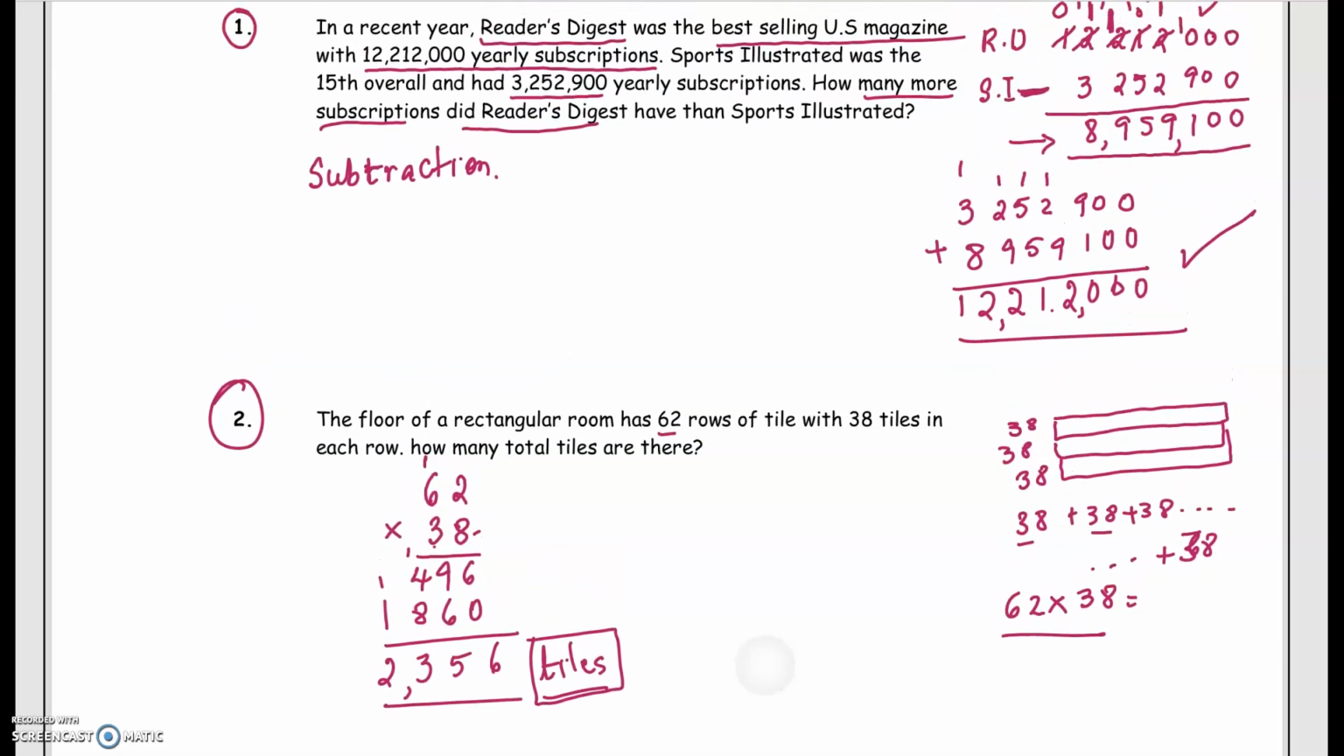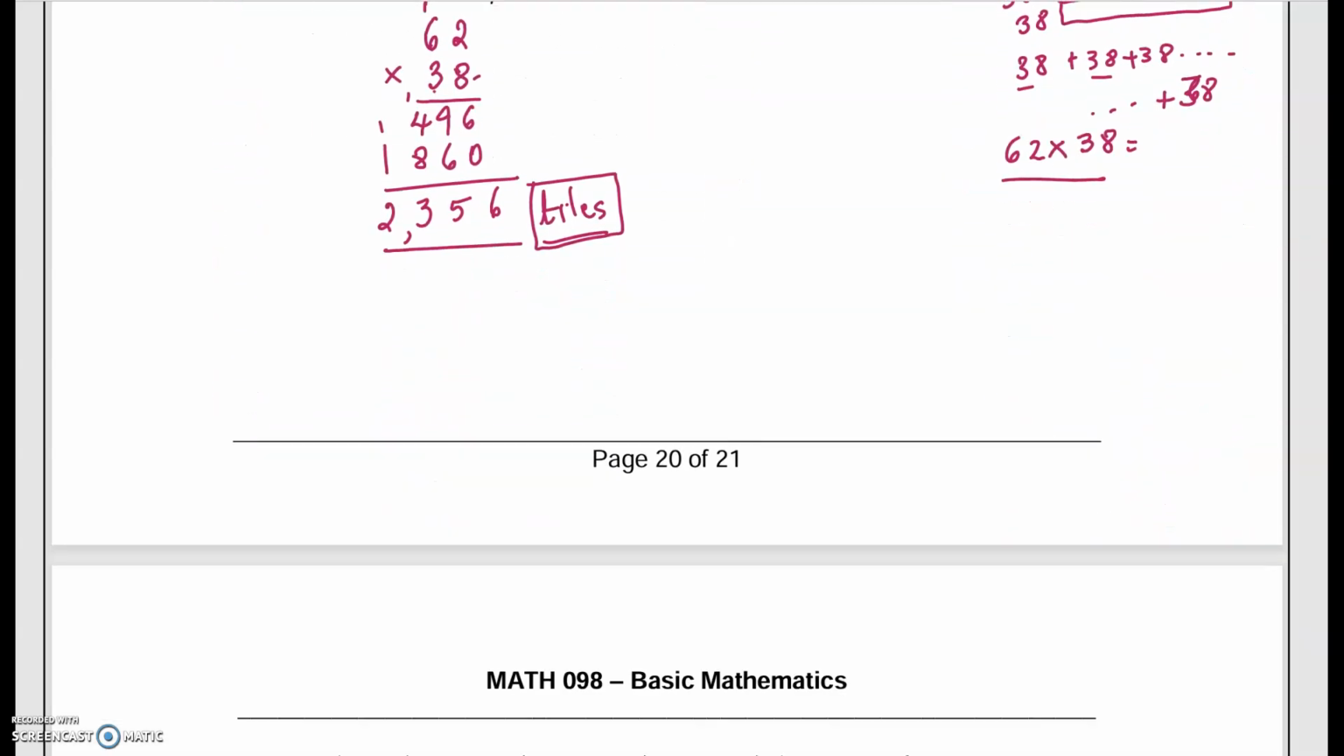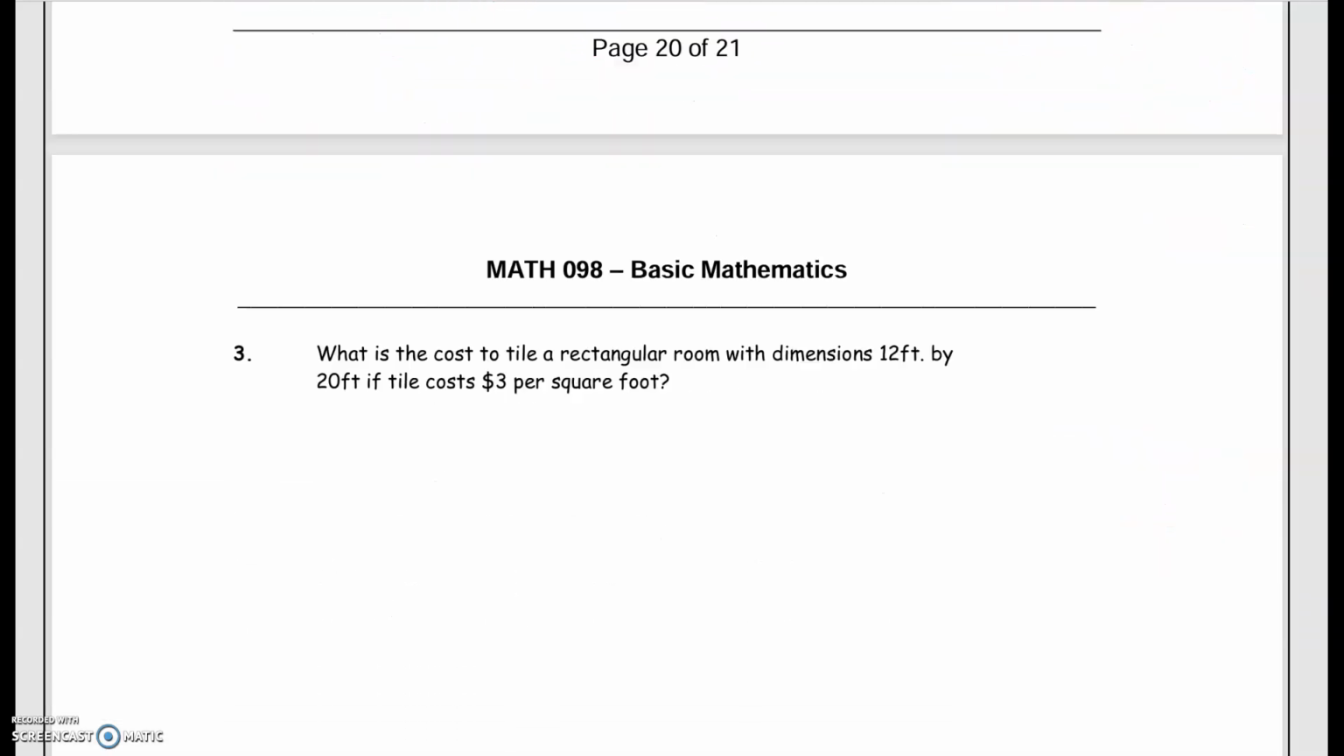In the previous problem, 8 million, the answer was 8,959,100 subscriptions. So Reader's Digest has 8,959,100 subscriptions more than Sports Illustrated. So we have the next problem.